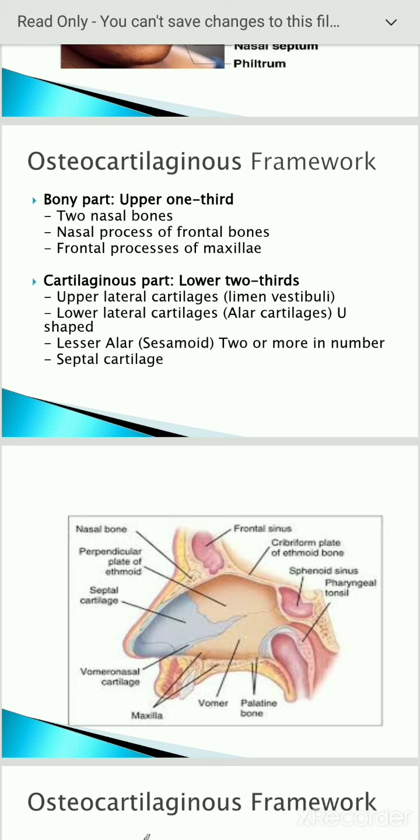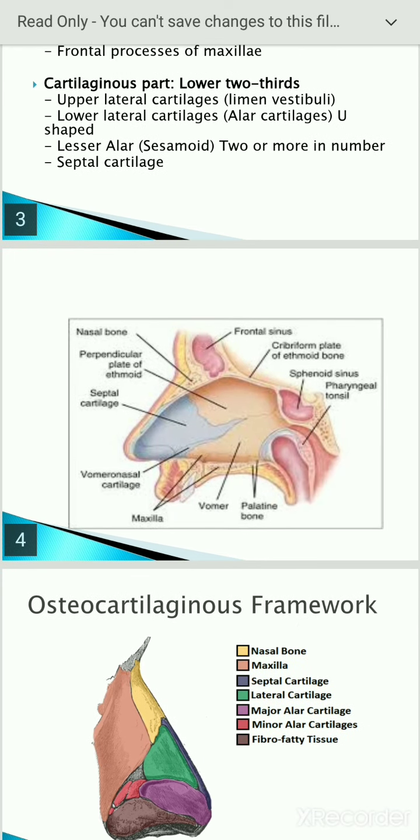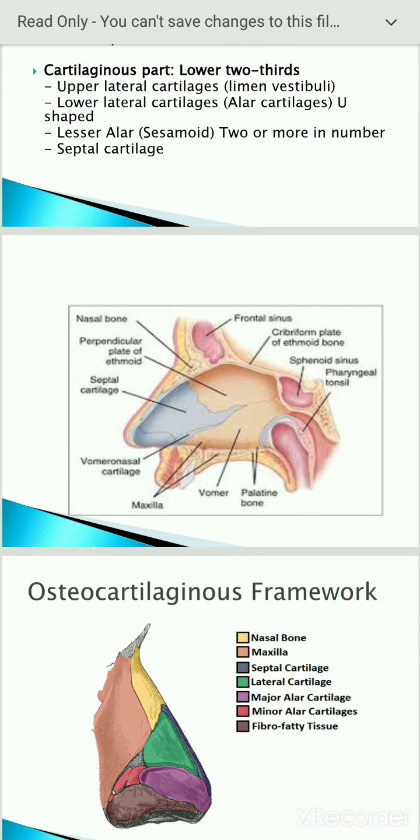Cartilaginous part makes 2/3 of the lower nose. There are upper lateral cartilages, there are U-shaped lower lateral cartilages, and small lesser alar cartilage or sesamoid cartilage, which are 2 or more in number. And in the center we get nasal septal cartilage.